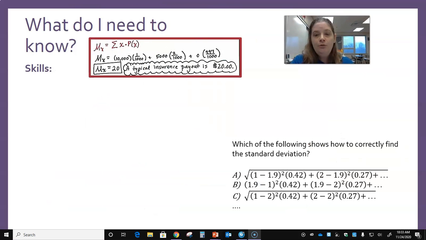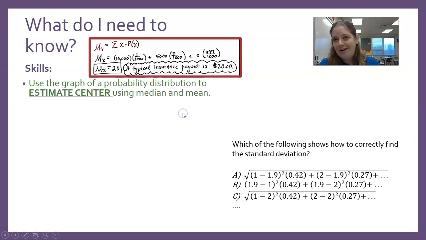All right, so what do you need to know? First off, you need to use the graph of a probability distribution to estimate the center using median and mean. Just like we did before, I want you to be able to look at a graph and tell approximately where the mean and median are. You should be able to estimate where the median is using that idea of 50th percentile, because probability distributions show you the percent. By computing that cumulative percentage in your head or by writing it out, you should be able to find that median. And then you should be able to estimate whether the mean is bigger or smaller than the median based on the shape of the graph.